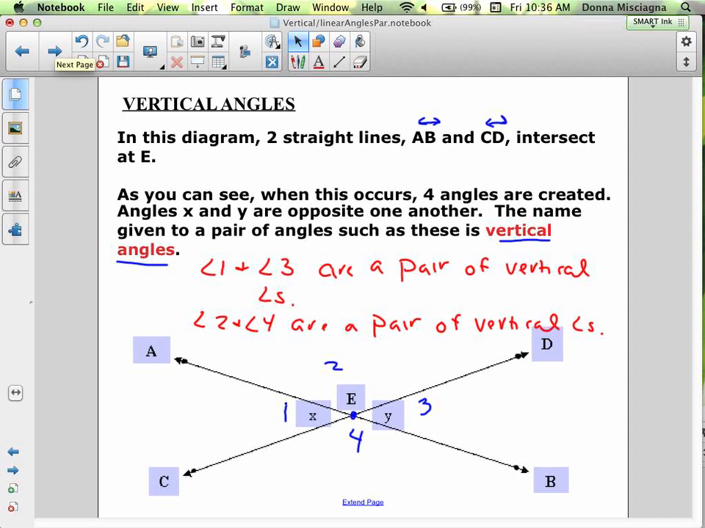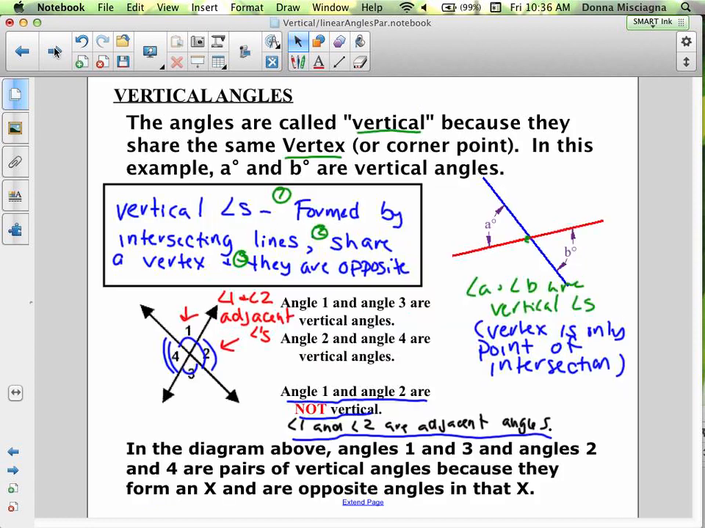And there's something special about vertical angles. The angles are called vertical angles because they share the same vertex. So that's an easy way to remember it. Vertical, vertex. In this example, we have one more example. A and B are vertical angles.